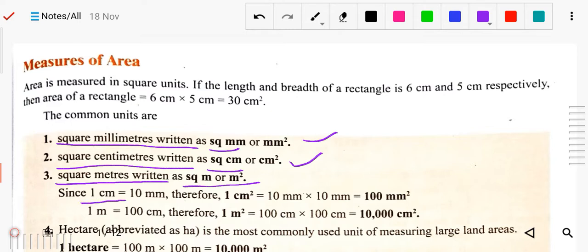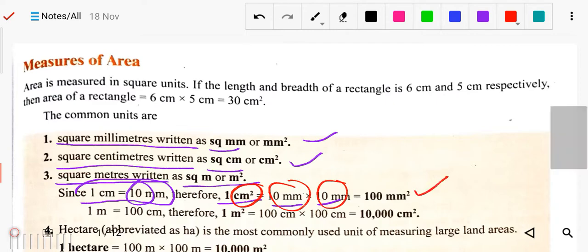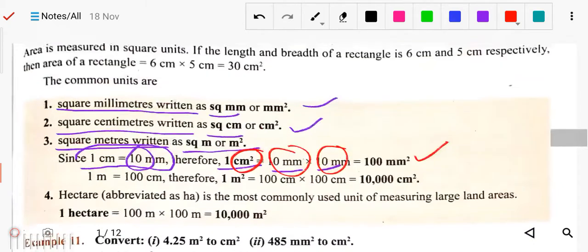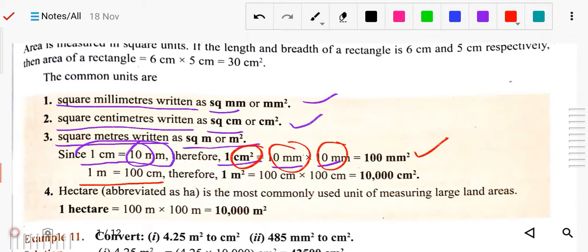So in 1 centimeter there are 10 millimeter. And 1 centimeter square will be 10 into 10, because in 1 centimeter it is 10. But now square means 2 times, so 10 into 10. So that's why 1 centimeter square is 100 millimeter square. You have to remember this one. In 1 meter there are 100 centimeter, but for 1 meter square, it is 100 into 100, because it is a square now. So 2 times, it will be 10,000.